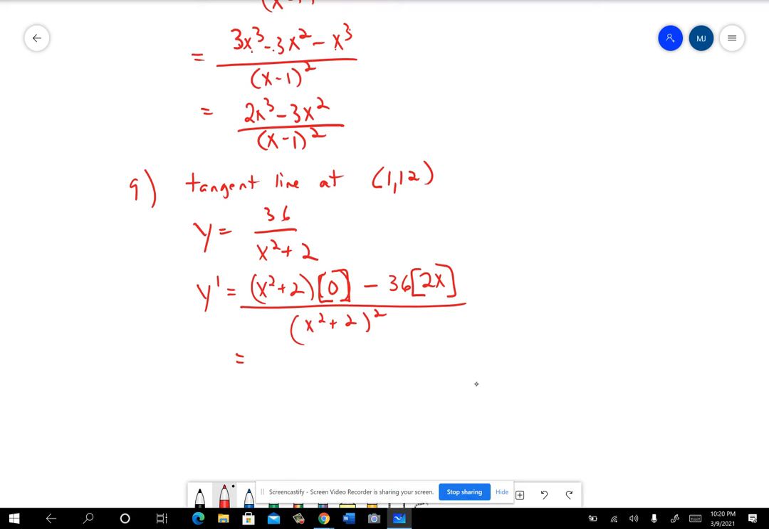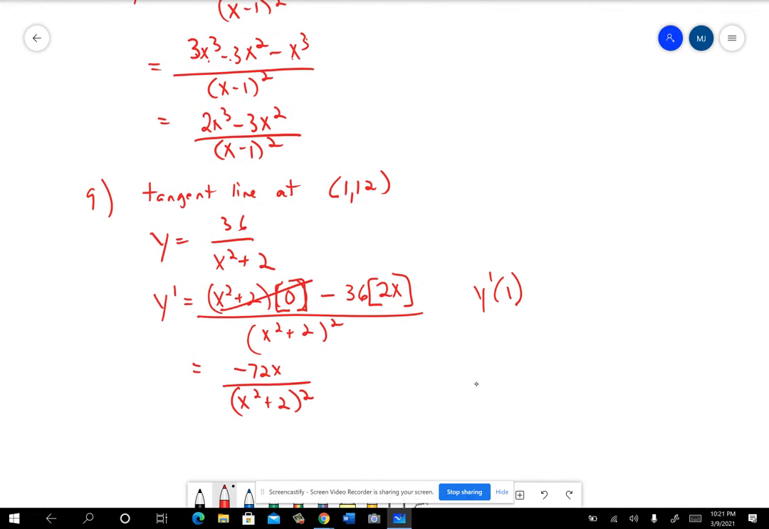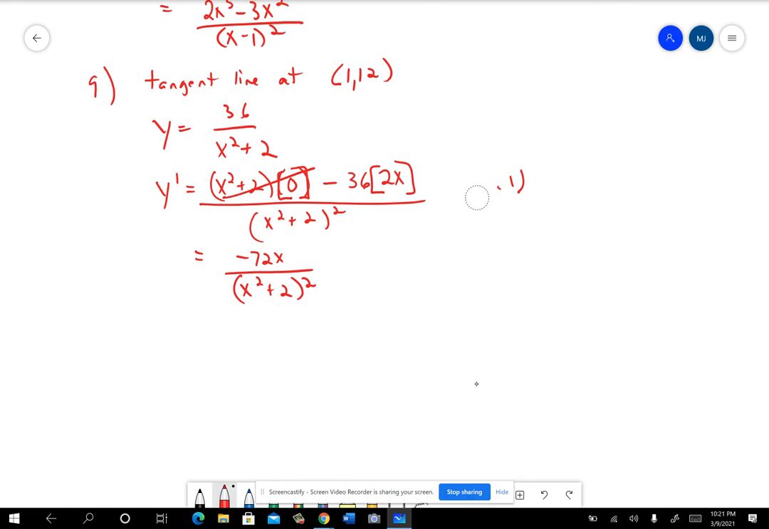Okay. So see how that's going to be gone. This will be minus 72x over the x squared plus 2 squared. Okay. All right, now this problem didn't just ask for y prime. It said to get y prime, and then it says find the equation of the line tangent to the original curve at x equal 1. So what we need now is what is the value of y prime at 1? So we're going to take, let me do it down here instead. So to find y prime at 1, we're just going to put a 1 in where the x is.